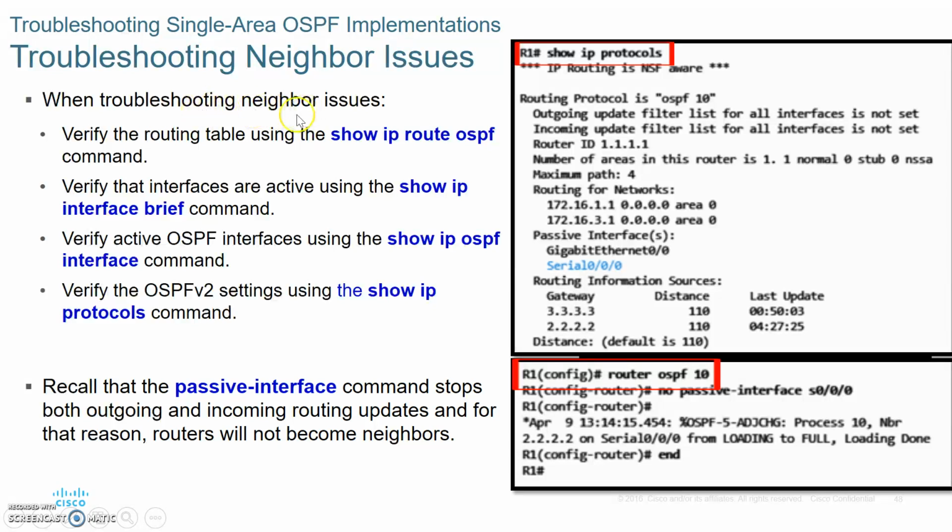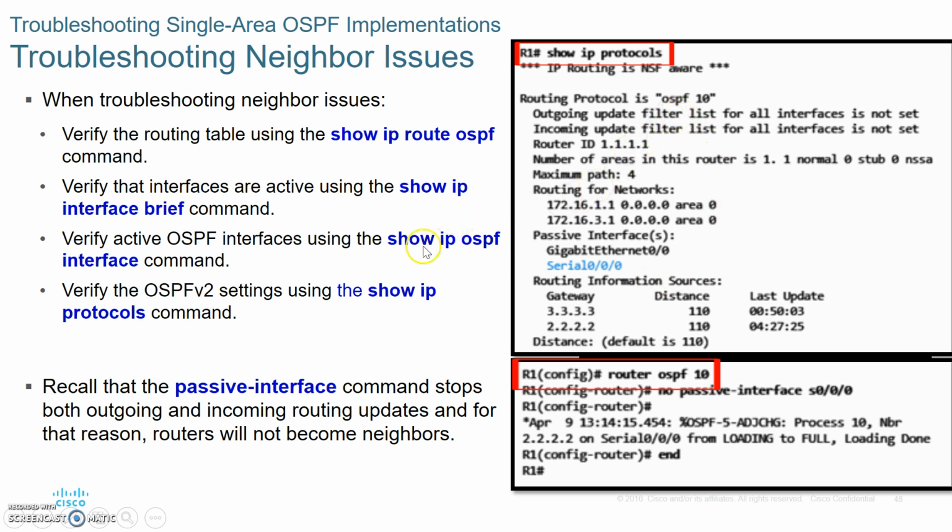When you have a neighbor issue, you can check your routing table using a show ip route command. Check that your interface is up and running using a show ip interface command. Check your OSPF active interfaces, the interfaces that are participating in OSPF, using a show ip ospf interface command, and check your OSPF settings using a show ip protocol command.